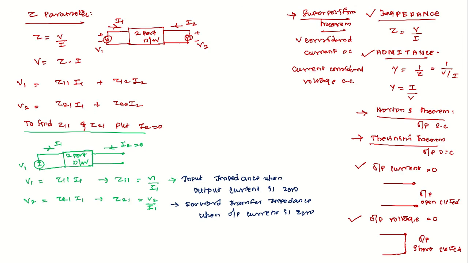As of the basic definition, we know that Z is equal to V by I. So from I we are going to find V. Your output is V, whereas your input is I. So the two guiding equations are V1 and V2. To find Z11 and Z21, you put I2 equal to 0, and the next step to find Z12 and Z22, put I1 equal to 0, and we can find the values.